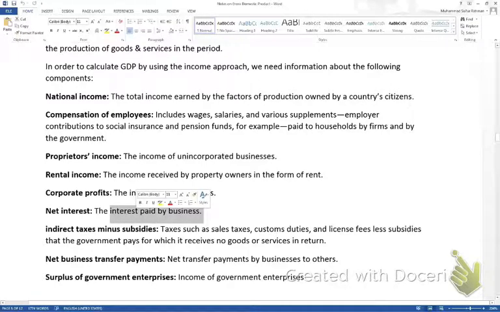Net interest is interest paid by businesses. So this is like you are a firm that borrowed money from someone, either a bank or someone else, and the net interest rate that is being paid is the interest that you pay, and that is part of the income as well to someone who has lent you the money. Indirect taxes minus subsidies, these are probably income of the government, because government does collect income tax, and these are government's income. But then the government has to pay subsidies, so that's government kind of expenditure.